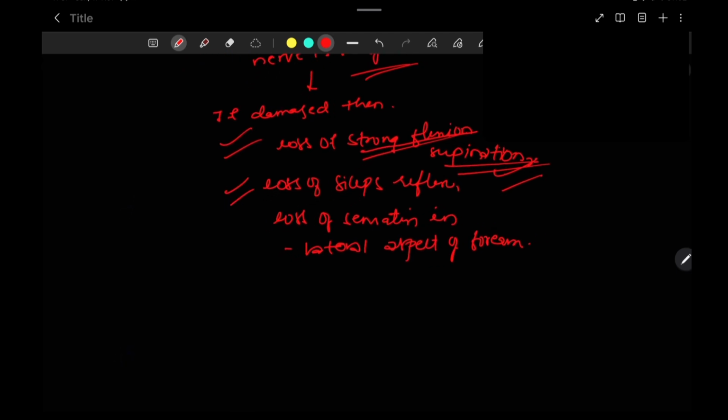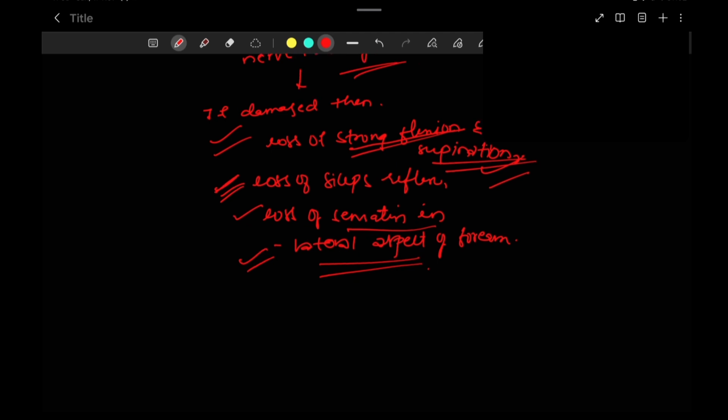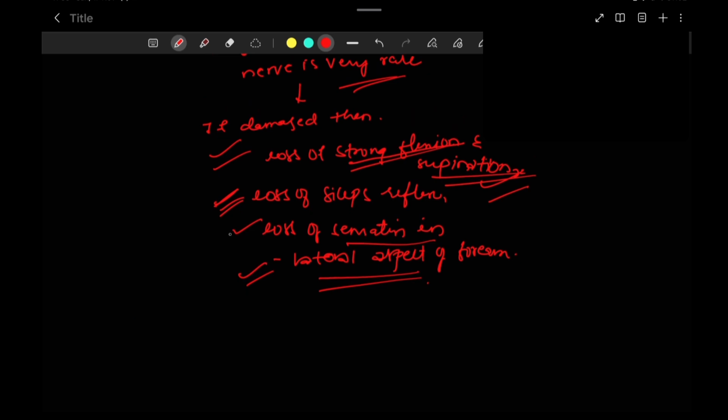And then there is loss of the biceps reflex. You will come across reflexes in physiology. We take a hammer and hit the biceps tendon so that the action seen is flexion of the forearm at the elbow joint. So there is loss of the biceps reflex, which is one of the deep reflexes. And then there is loss of sensation in the lateral aspect of the forearm, since the major cutaneous branch of the musculocutaneous nerve is the lateral cutaneous nerve of the forearm.